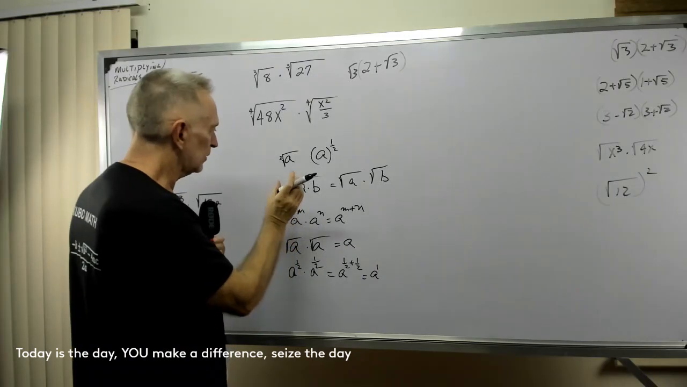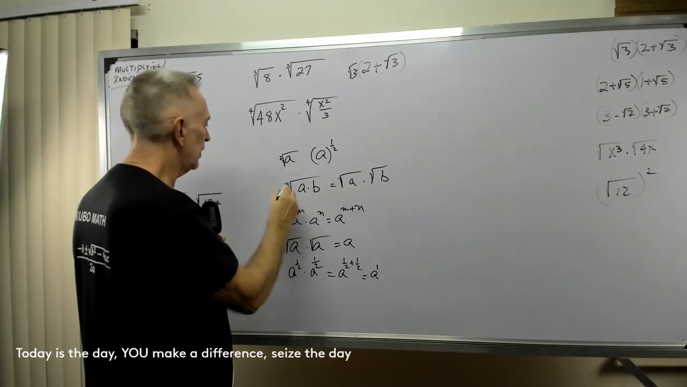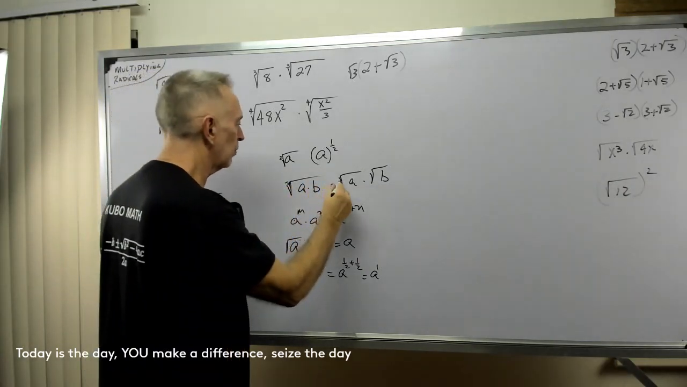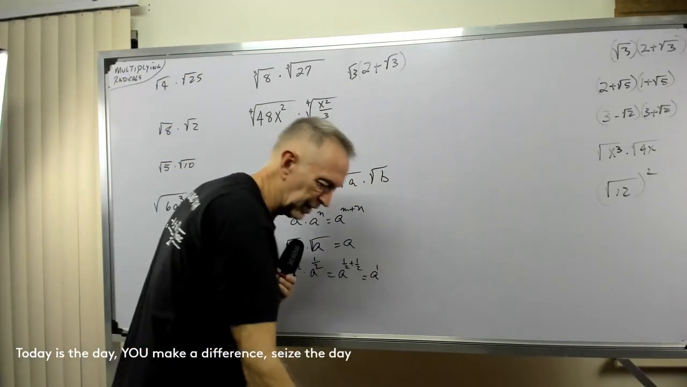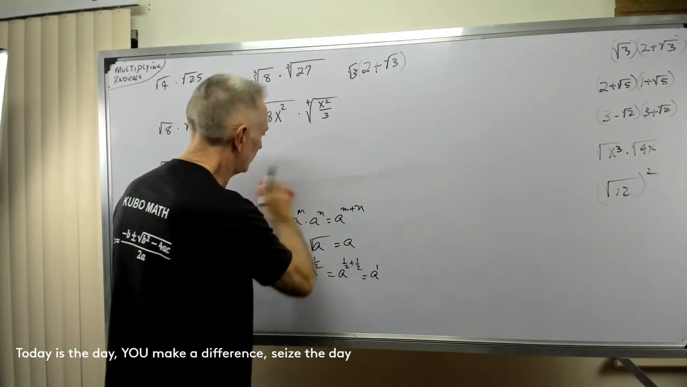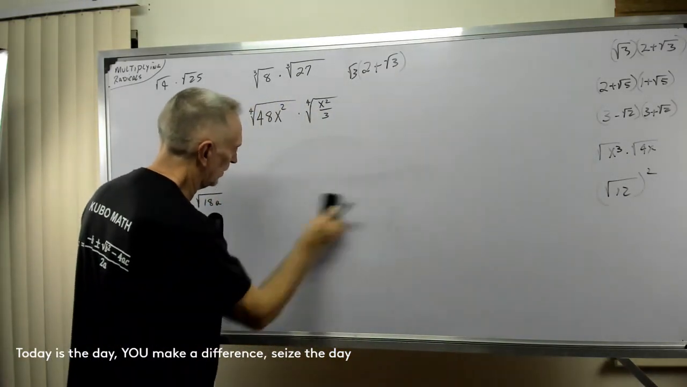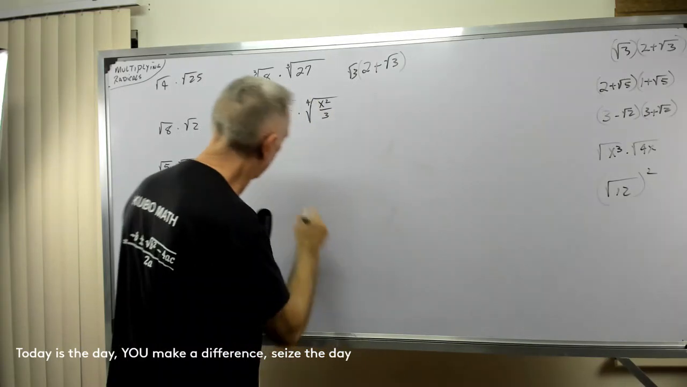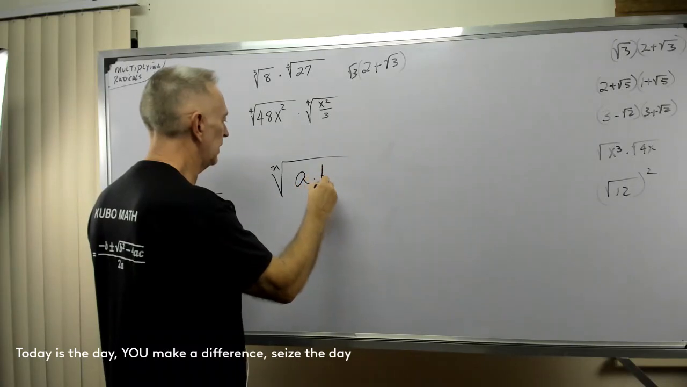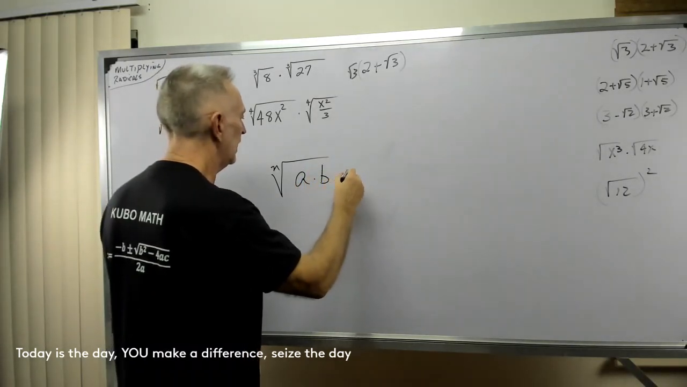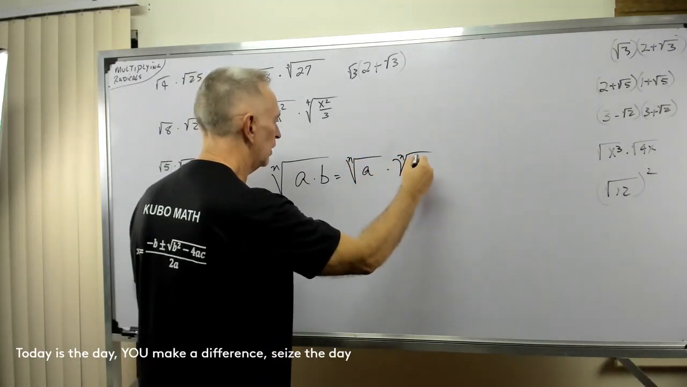Now, since we have other roots here, we can expand this rule to the nth root. So if I have the nth root, and let me clean that up. I'm sure you can't see that. Here, let's clean up and get a better spot and a better eraser. All right, I'll make that bigger. I have the nth root of a times b. Well, that equals the nth root of a times the nth root of b.